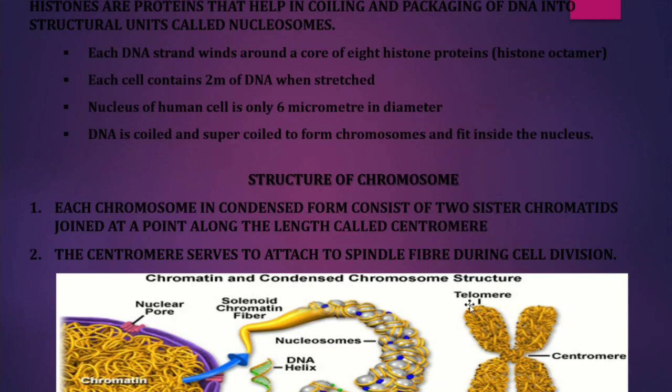Structure of chromosome. This is the structure of a chromosome in the condensed form. Each chromosome in condensed form consists of 2 sister chromatids, and these 2 sister chromatids are joined in the middle by the centromere. These 2 are called arms. During cell division, this centromere helps to attach to the spindle fibers. The spindle fibers form at the poles of the cell during cell division.